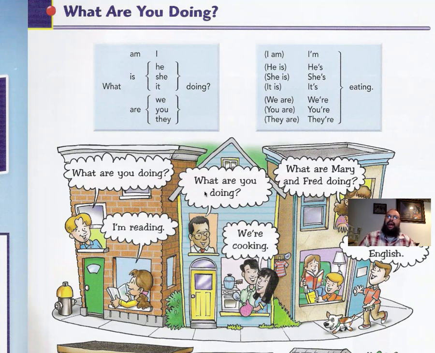So repeat after me. I'm eating. He's eating. She's eating. It's eating. We're eating. You're eating. They're eating.